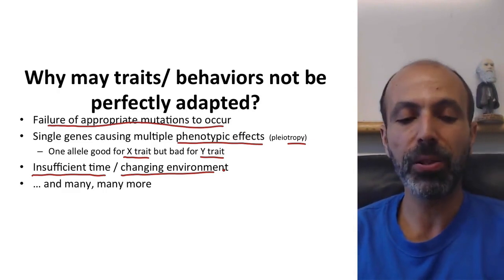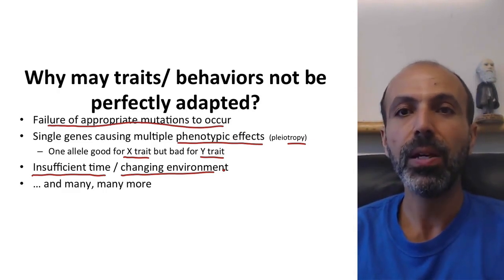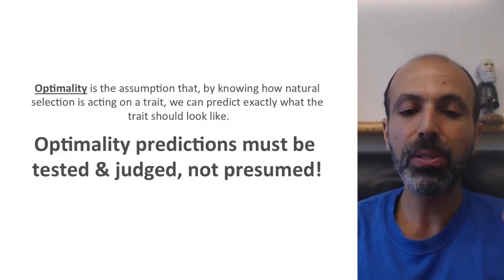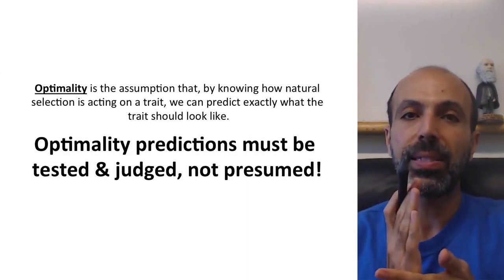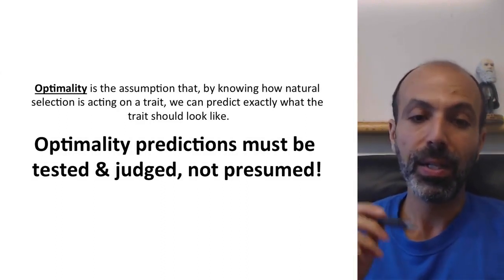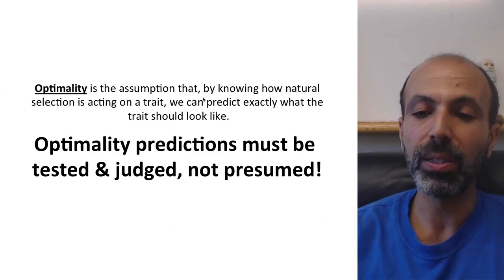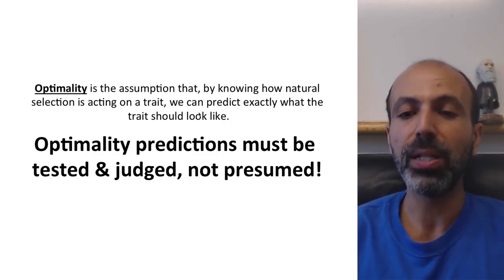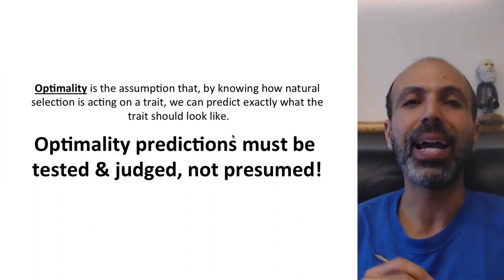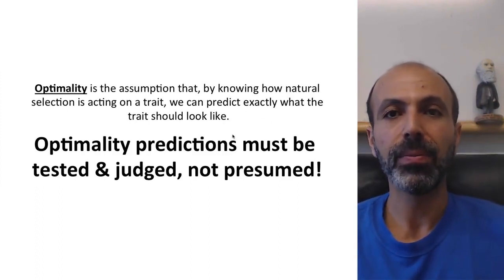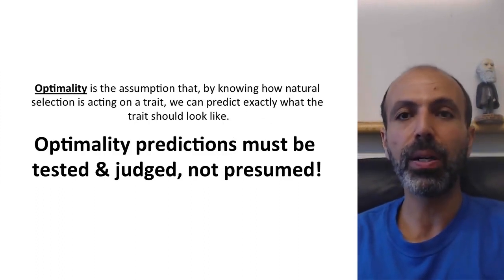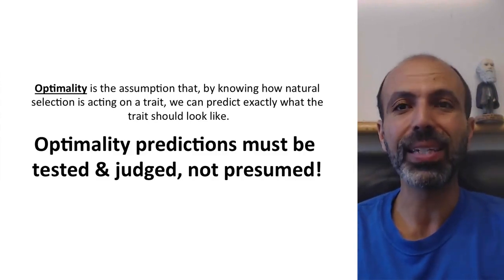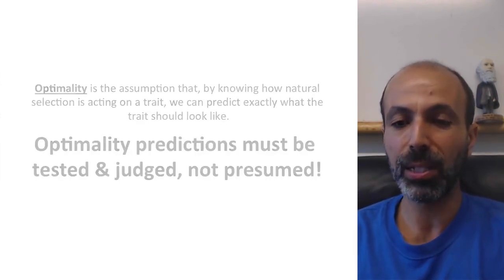There are many, many other reasons. This is just a subset of those. But very importantly, optimality predictions should be tested and judged, not just presumed. Now, optimality, when I use this term, is the assumption that by knowing exactly how natural selection is acting on this trait, we should be able to predict exactly what the trait should look like. Now, let me give you an example where there was some misunderstanding again in terms of understanding a trait.